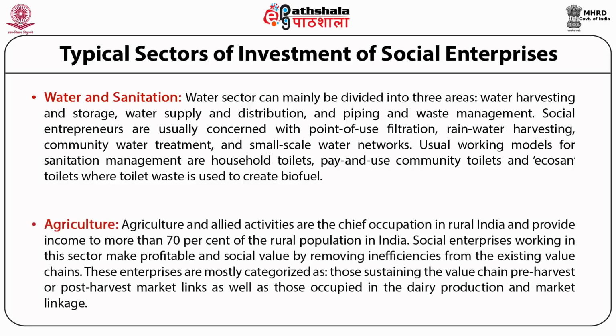Next one is agriculture. Agriculture and allied activities are of chief occupation in rural India and provide income to more than 70% of the rural population in India. Social enterprises working in this sector make profitable and social value by removing inefficiencies from the existing value chains. These enterprises are mostly categorized as those sustaining the value chain pre-harvest or post-harvest market links, as well as those occupied in the dairy production and market linkage.